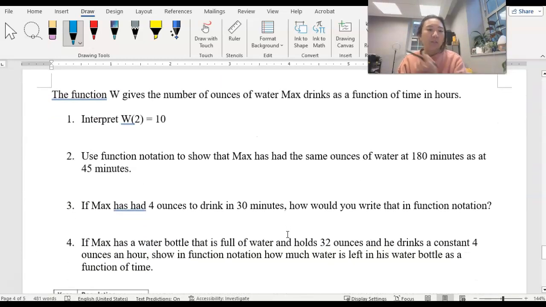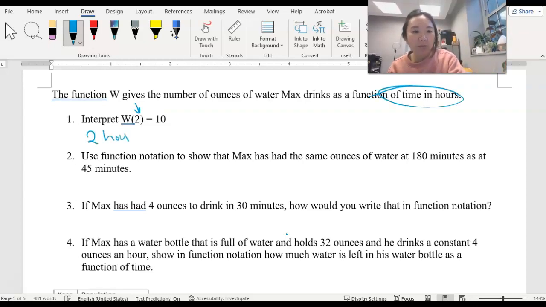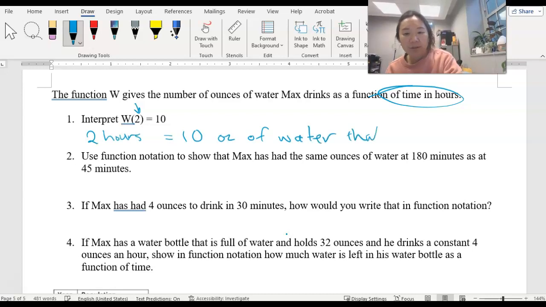All right, so the function W gives the number of ounces of water Max drinks as a function of time in hours. Determine W of 2 equals 10. So remember, the input in parentheses is the input, and that's almost always time in hours. So 2 hours of working equals 10 ounces of water that he drank.